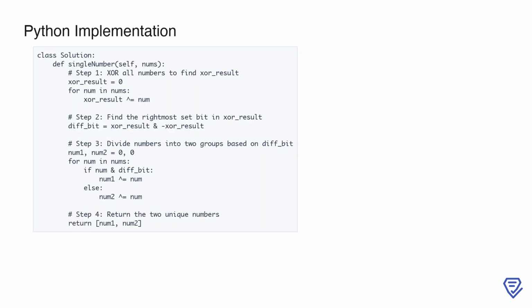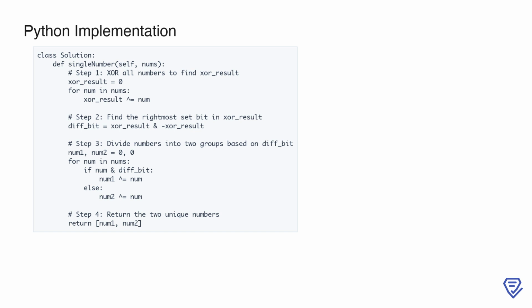This implementation solves LeetCode problem number 260, Single Number 3, using an optimal XOR-based approach. Here's the detailed explanation. Step 1: first, we XOR all numbers in the input array nums. The XOR operation ensures that all numbers appearing twice cancel out, leaving the XOR of the two unique numbers. Let's call this result XOR_result.